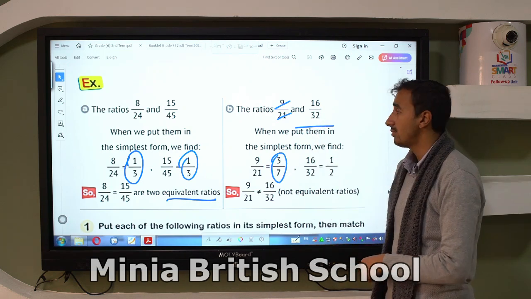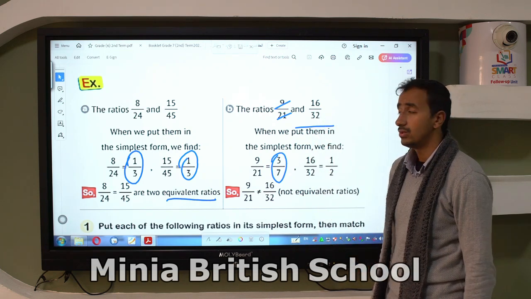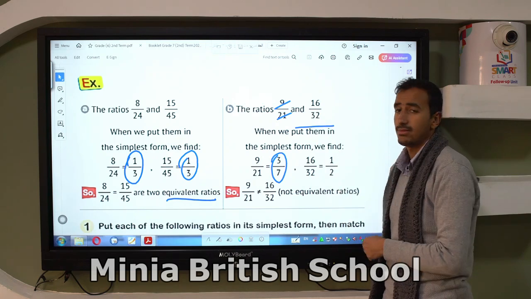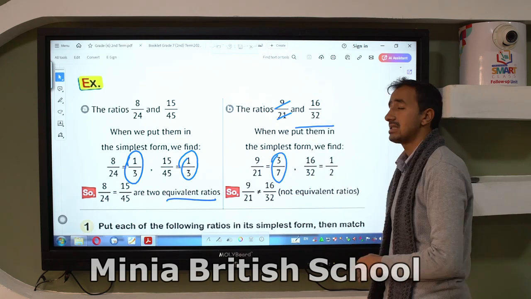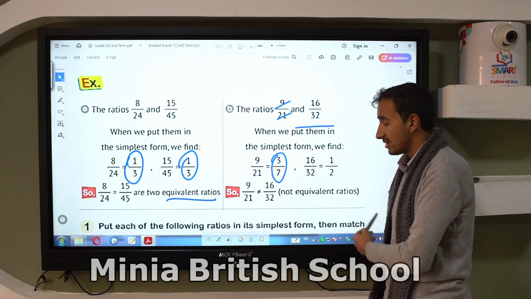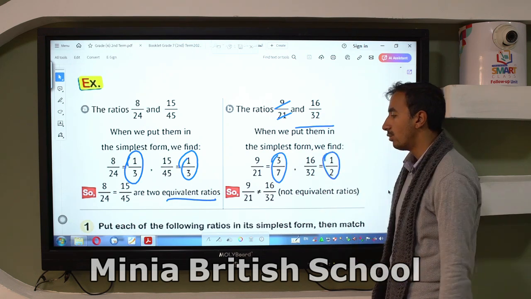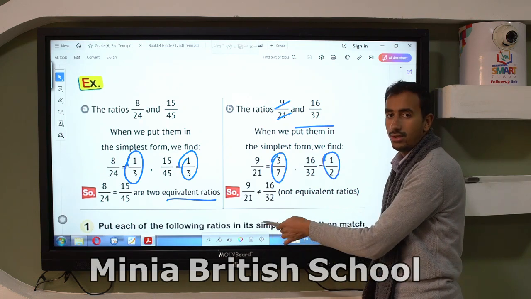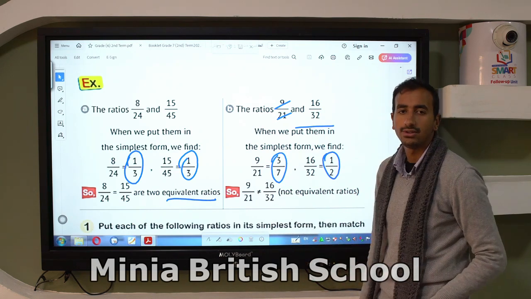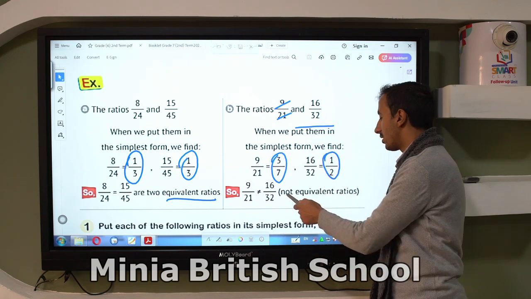And another ratio, 16 over 32. These two terms are divisible by 16. 16 divided by 16 equals 1, and 32 divided by 16 equals 2, so it equals 1 over 2. So 9 over 21 is not equal to 16 over 32. These two ratios are not equivalent.